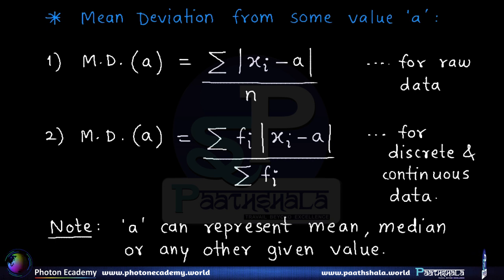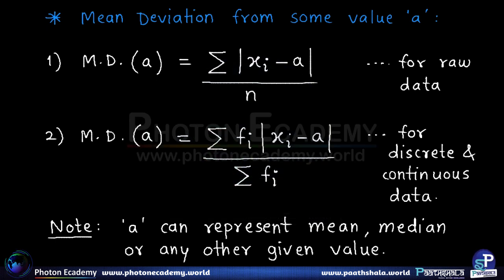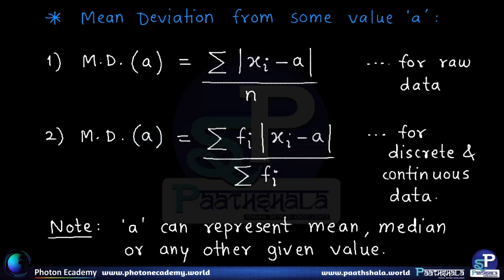So in case of mean deviation, the important point to keep in mind is that we have to take the difference of a with each observation and take its absolute value, and in case of discrete or continuous data we have to multiply by a factor of fi. In case of discrete and continuous data, the denominator, which is summation of fi, basically means the number of observations, so that resembles small n that we use in case of raw data.